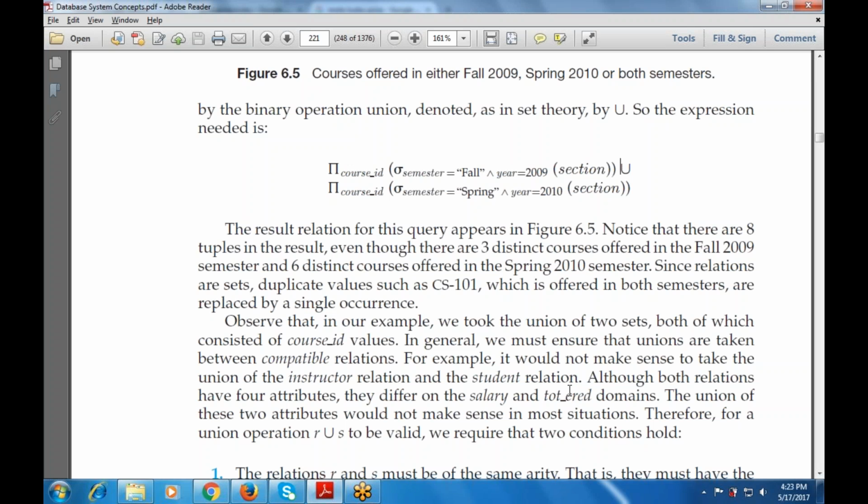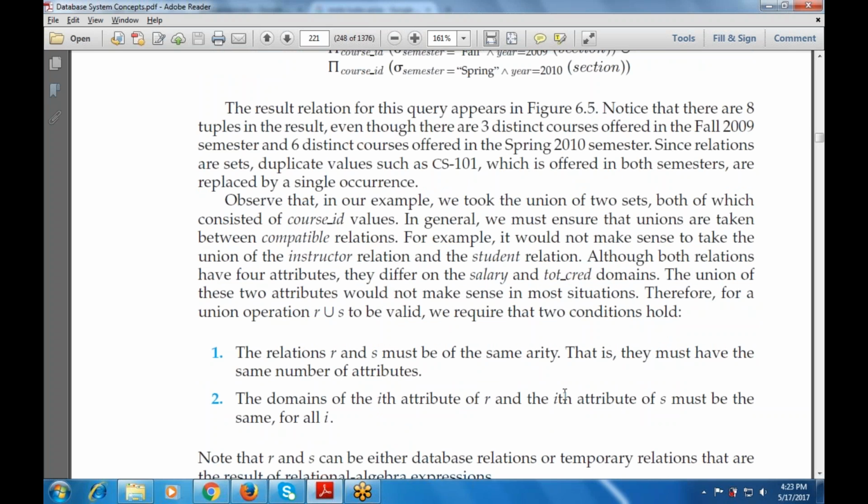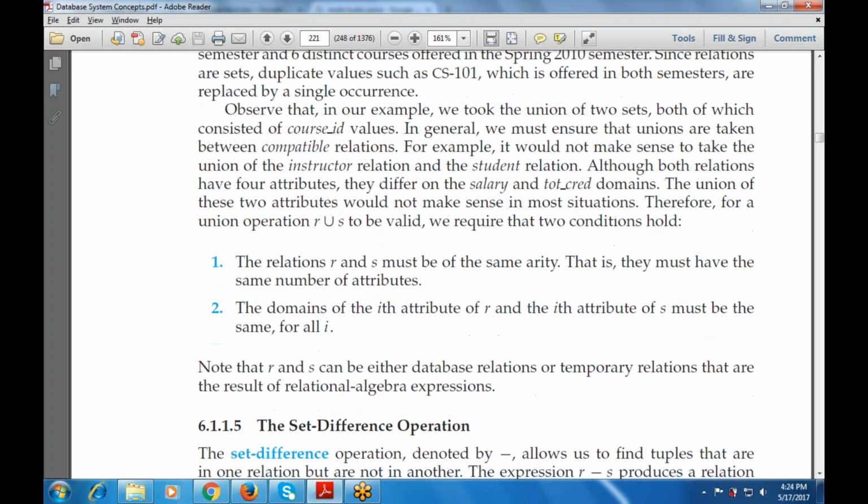Therefore, for a union operation R union S to be valid, we require two conditions to hold. What are the conditions? The relations R and S must be of the same arity, that is, they must have the same number of attributes. The domains of the ith attribute of R and the ith attribute of S must be the same for all i. And R and S can be either database relations or temporary relations that are the result of a relational algebra expression.